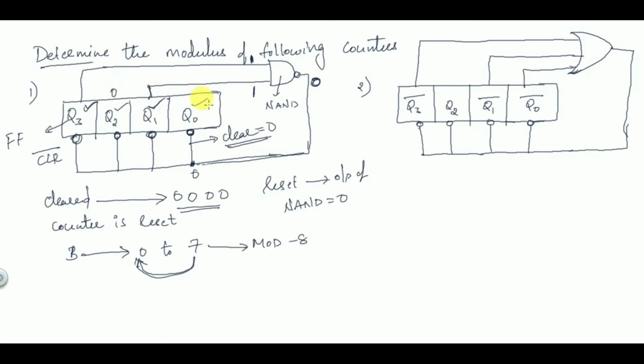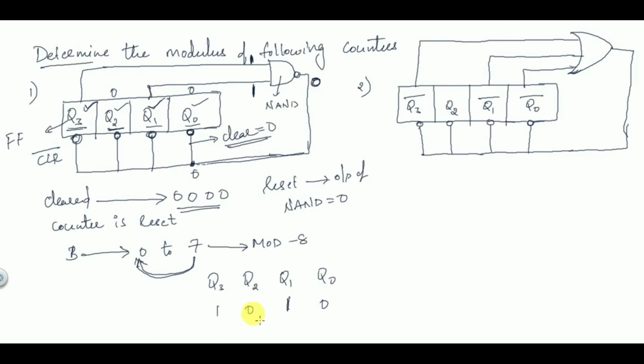And these other values don't have any condition, so they can be 0. So for this NAND gate, to clear this counter, what are the states of Q3, Q2, Q1 and Q0? Since Q3 and Q1 are connected to the NAND gate, they must be given 1 and 1. And since Q2 and Q0 are not connected to the NAND gate, they can be 0. So they are 0.